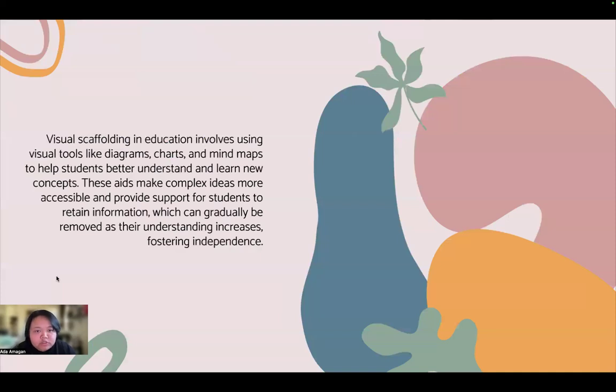The second strategy, or strategy four, visual scaffolding in education, involves using visual tools like diagrams, charts, and mind maps to help students better understand and learn new concepts. These aids make complex ideas more accessible and provide support for students to retain information, which can gradually be removed as their understanding increases. This fosters independence.